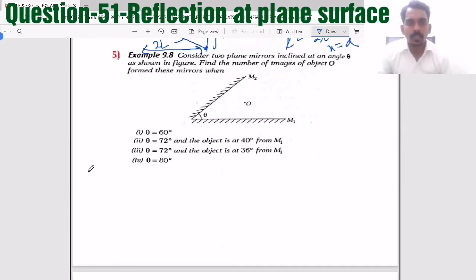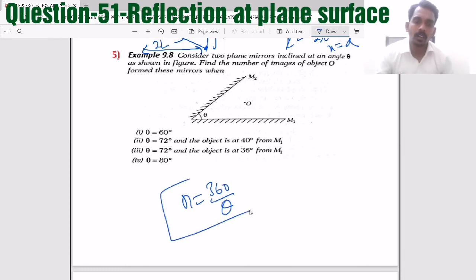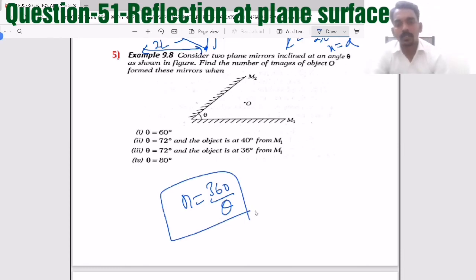Now similarly, one last and final question. See, as I said, for the number of images between two plane mirrors inclined at some angle, you have to check n equals 360 by theta, whether it is even or odd. Based on that, you can decide the number of images. So divide and check whether it is even or odd. Then accordingly, you have to take 360 by theta or 360 by theta minus 1. So that way you need to understand.